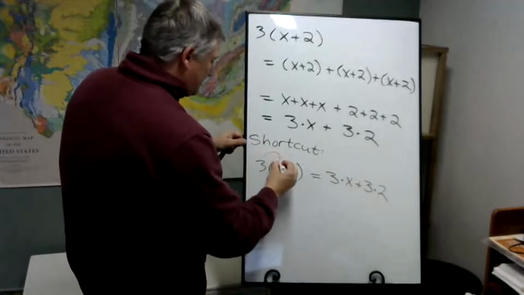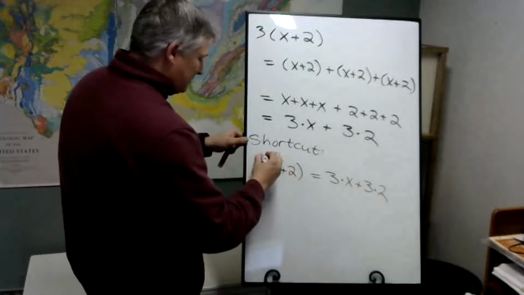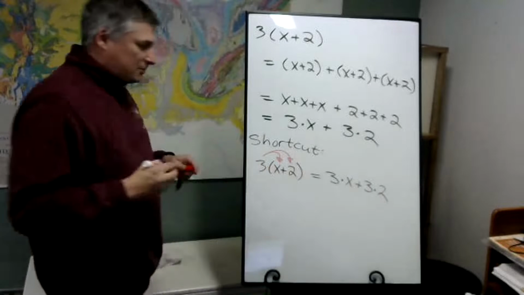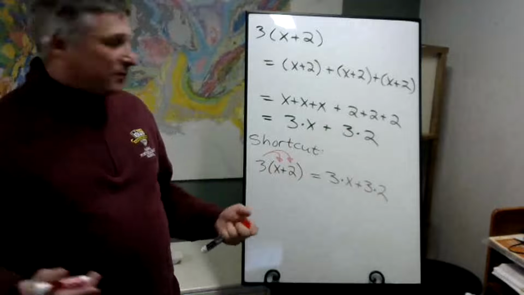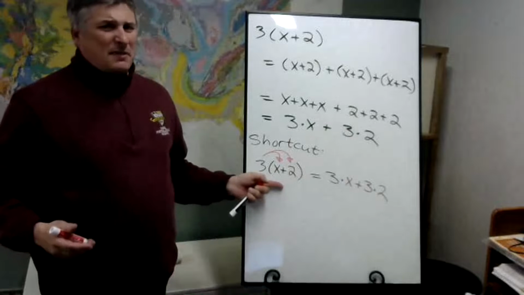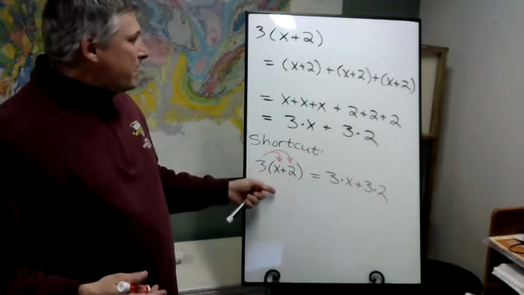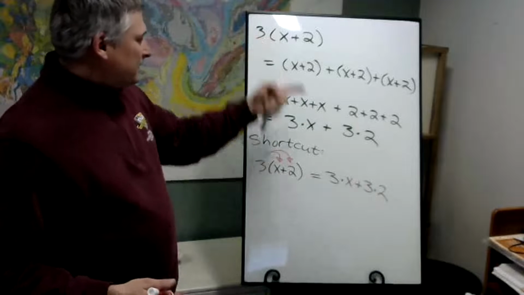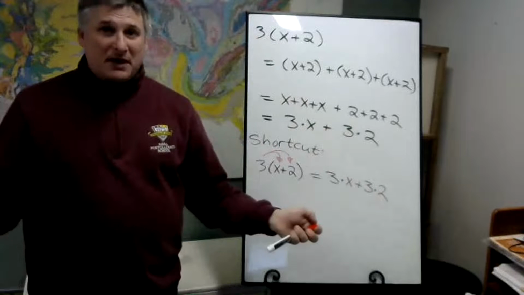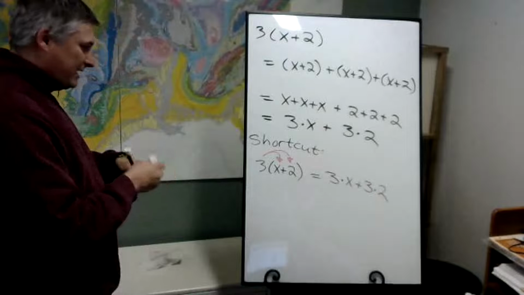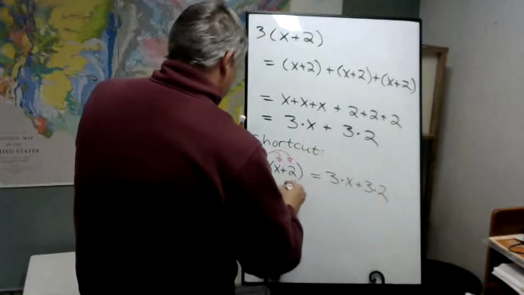We'll distribute the 3 to the x, distribute the 3 to the 2. This is our shortcut. It's our algorithm. It doesn't make any sense mathematically. It's just a way of remembering that we can go from here to here and cut out all the middle steps. And so we call this distribution.